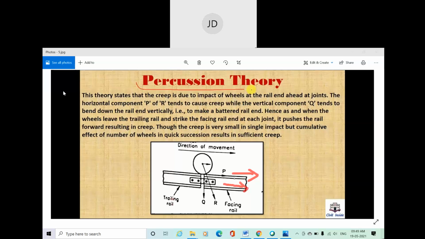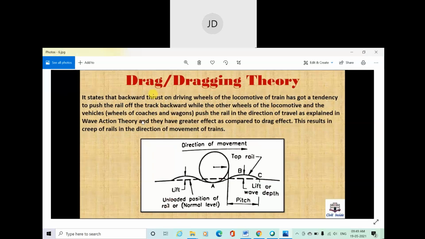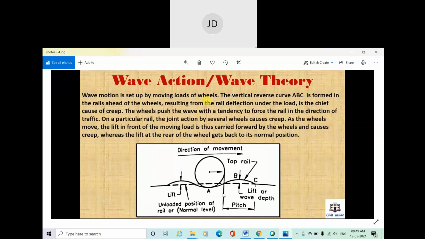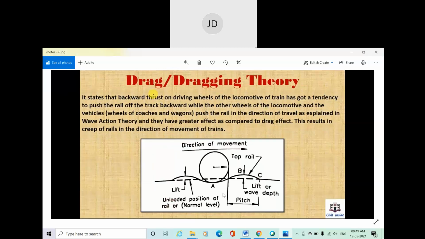Fine. Next, another theory is the drag theory, or dragging theory. It is similar to the first theory, the wave action, but it comes from this concept: a train as a whole consists of two main components. One is the wagon part, and the other is the engine. Suppose this is your engine or locomotive.